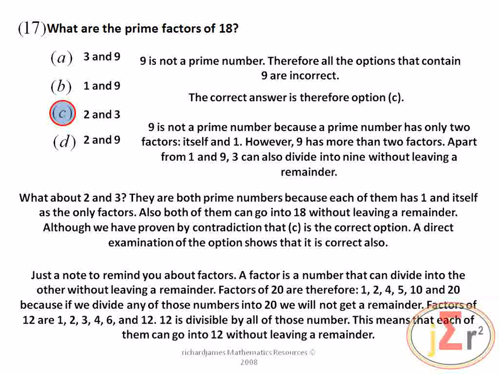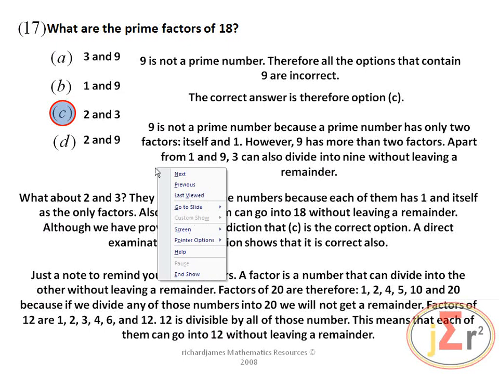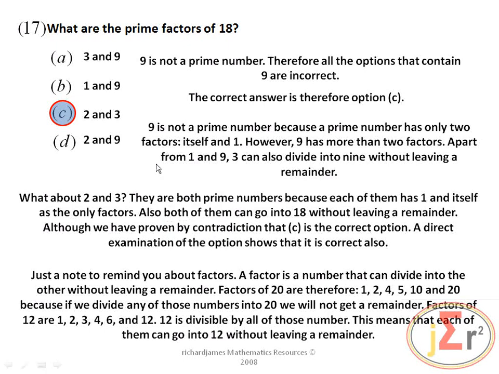Factors of 12: let us begin with 1. Of course, 1 may go into 12 without leaving a remainder. So we have 1, 2, 3, 4, 6, and 12. 12 is divisible by all of those numbers. This means that each of them can go into 12 without leaving a remainder. So that's just a little note on factors, so that next time we might be able to identify factors of other numbers.